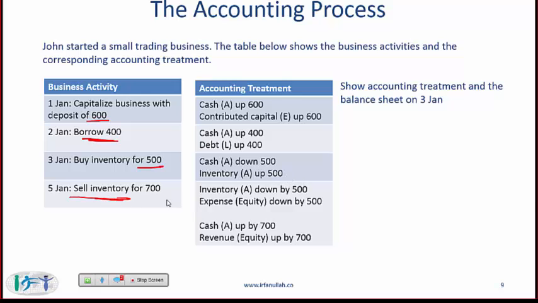And then this is the slightly tricky one, sell inventory for 700. So inventory goes down and expense, which is an equity account, also goes down. So your balance sheet remains balanced. And then at the same time, we receive cash 700, so that goes up, and revenue goes up by 700. The net impact of the revenue item and the expense item is that we are up by 200.